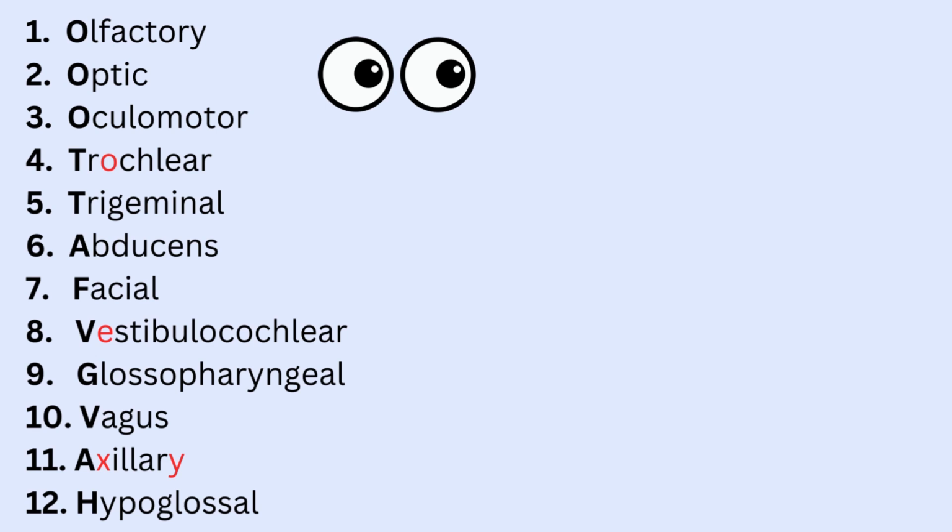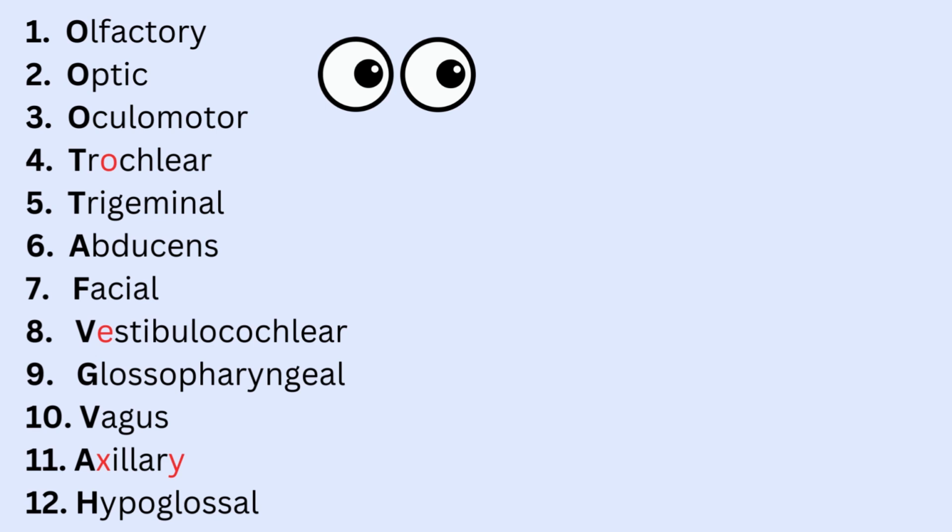And so the third letter in trochlear is O. And the word associated with trochlear in the mnemonic is "took," so T-O. So we're going to use that to remember that trochlear comes before trigeminal. Next, we can see that 2 of our nerves begin with the letter A.